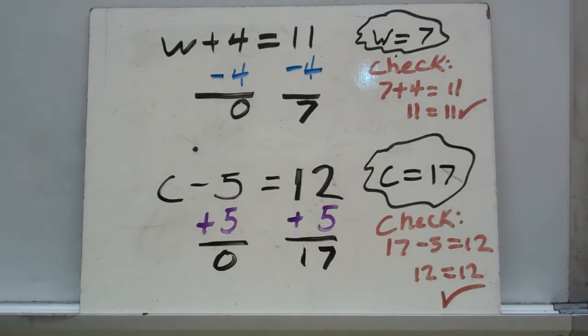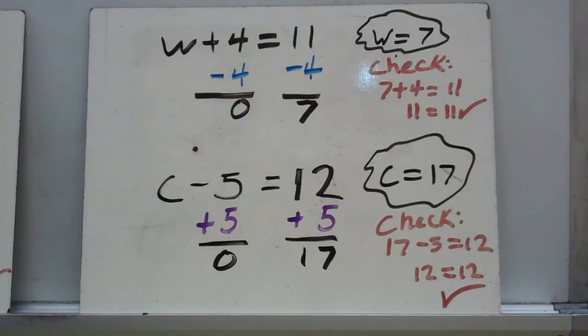Here we have w plus 4 is equal to 11. Now when we're solving equations, what we really want to do is get this variable here all by itself. We want to isolate that. Okay, that means to be all by itself. And in order to do that, we're going to be doing some inverse operations. But while we're doing that, we need to maintain the integrity of the equal sign.